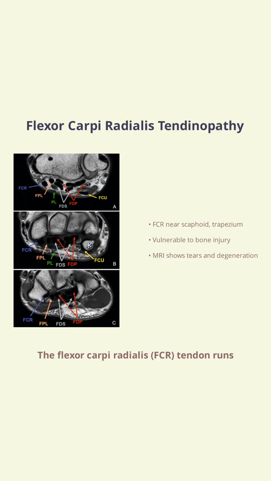Flexor carpi radialis, FCR, tendon runs close to the scaphoid and trapezium bones, making it vulnerable to injury from bone irregularities or arthritis. FCR tendinopathy can present as pain on the palm side of the wrist, sometimes with swelling or weakness. Imaging, especially MRI, can reveal partial or complete tears, as well as associated joint degeneration. Early recognition and management are important to prevent chronic pain.